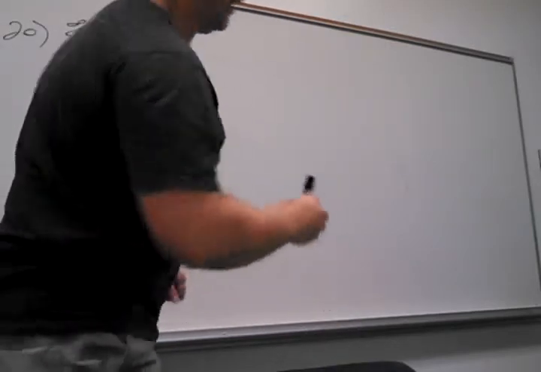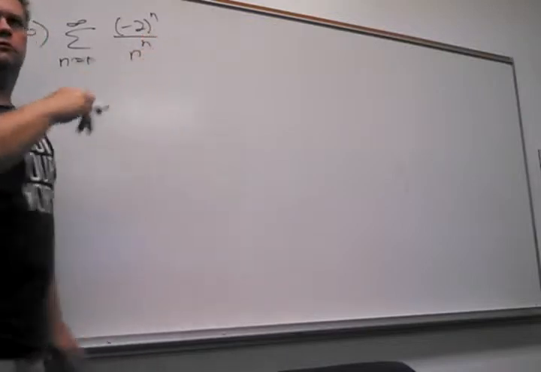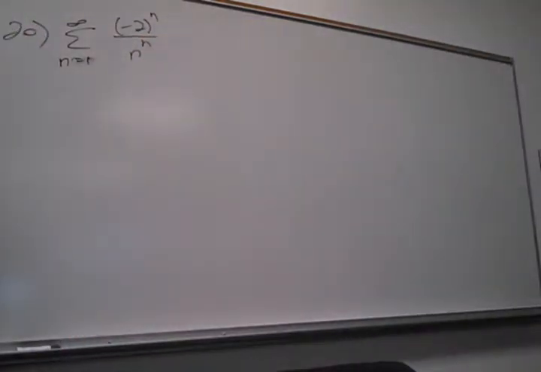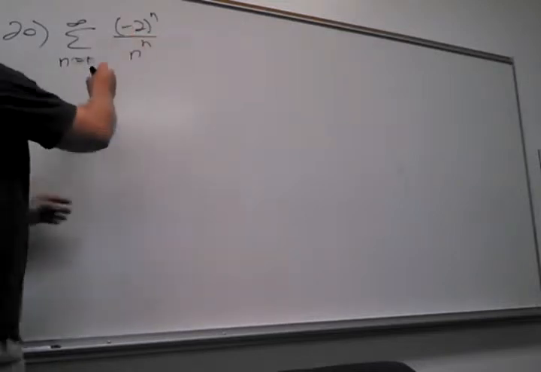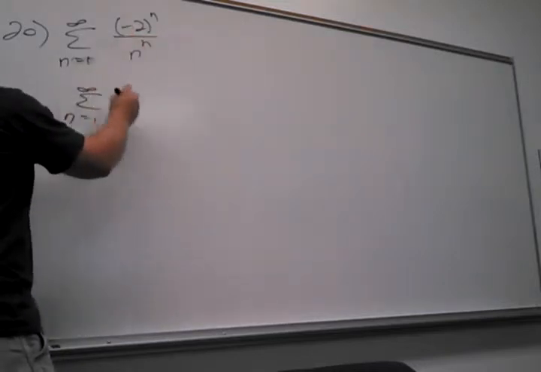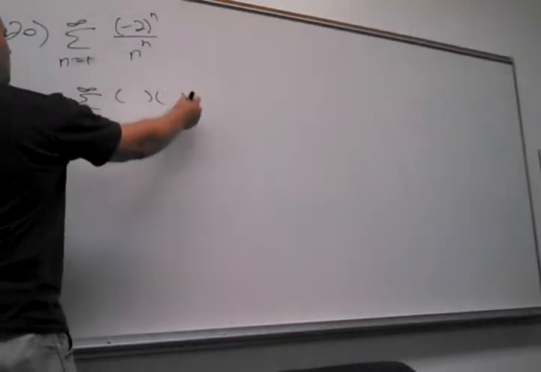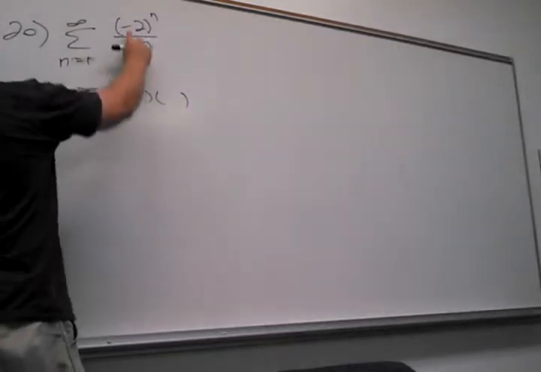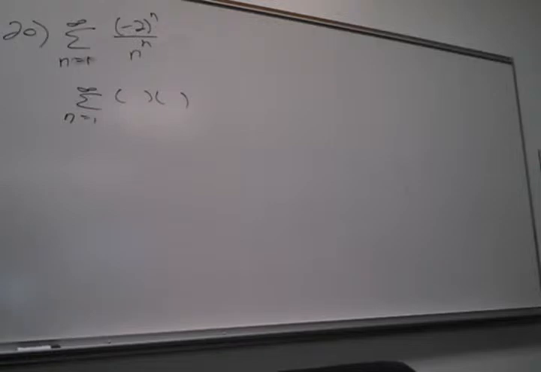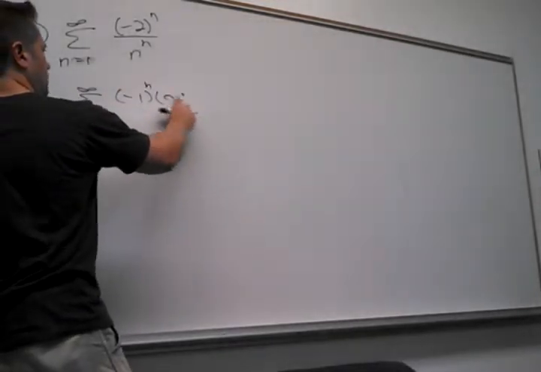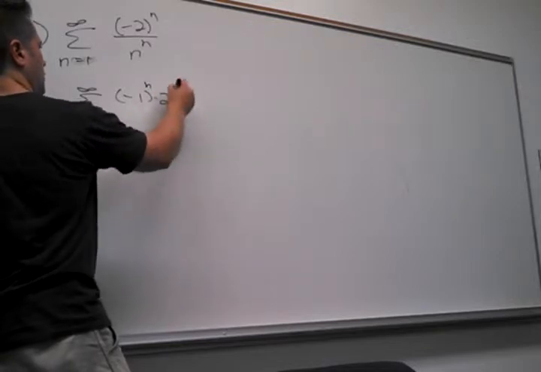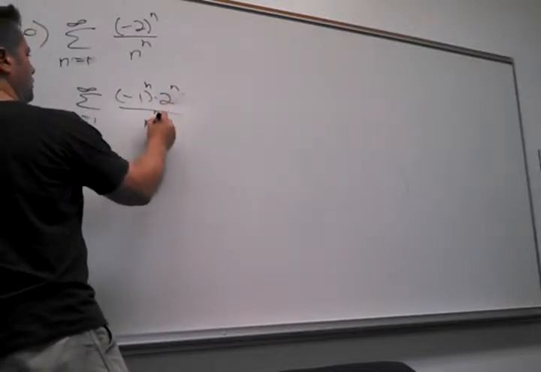So what's one way I can rewrite this? This is a little bit simpler than the last one. What's one way I can rewrite this to see the AN a little better? How can I break this up here? Well, I want to kind of tease that negative part out. So it'd be -1 to the n, 2 to the n, over n to the n.